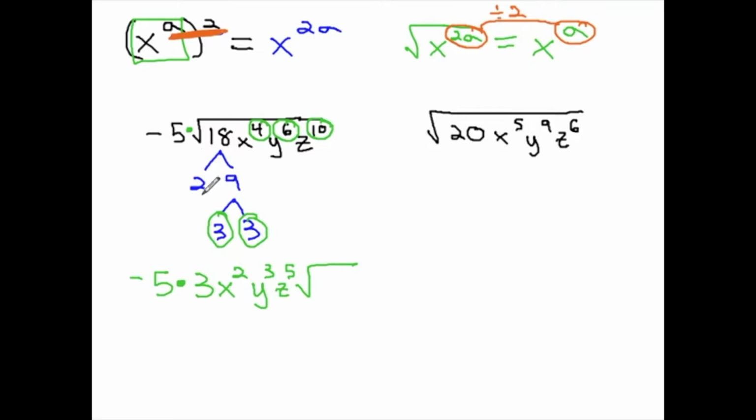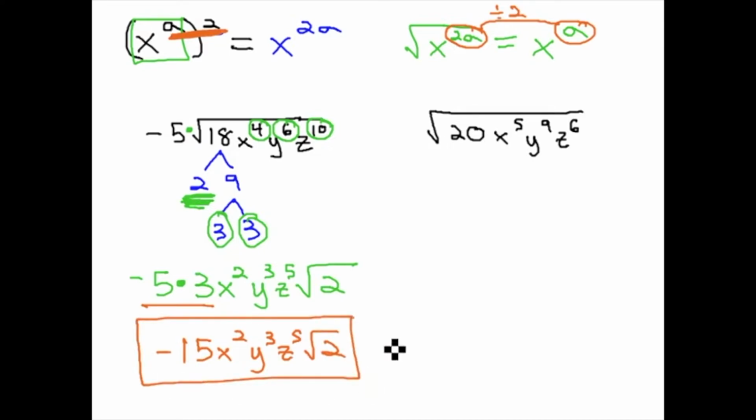The only thing left inside the radical that has not come out is the 2. Finish up by multiplying negative 5 times 3 to get negative 15, x squared, y cubed, z to the 5th, times the square root of 2 for our final answer.